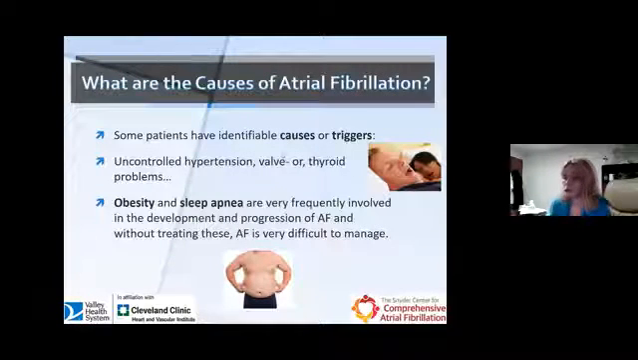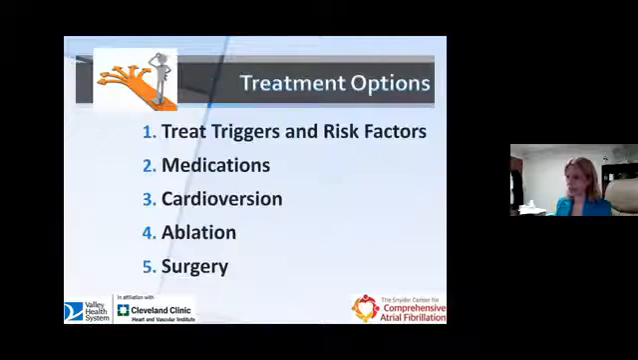What are the causes for atrial fibrillation? Well, there are many triggers and risk factors that make atrial fibrillation more likely, but there's not one single cause of atrial fibrillation. The most frequent triggers that we encounter are obesity and sleep apnea. But other factors are high blood pressure, valve problems, thyroid problems, alcohol, and stress. And you will hear a little bit more about sleep apnea from my colleague, Dr. Musat, later on.